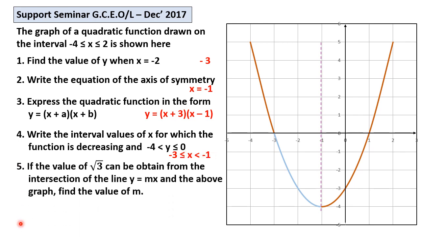Question number 5. If the value of root 3 can be obtained from the intersection of the line y equals mx and the above graph, find the value of m. Here, the intersecting point of the graph y equals mx and the quadratic function. Let's assume that this is the graph y equals mx, which goes through the origin, and this is the intersecting place. Let's consider only this point.